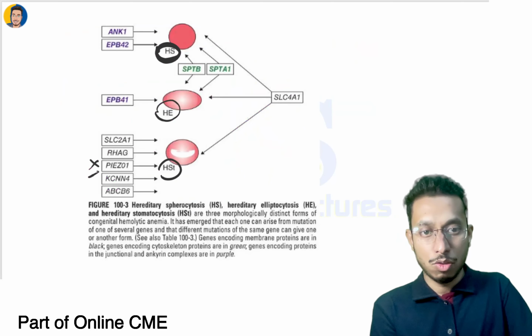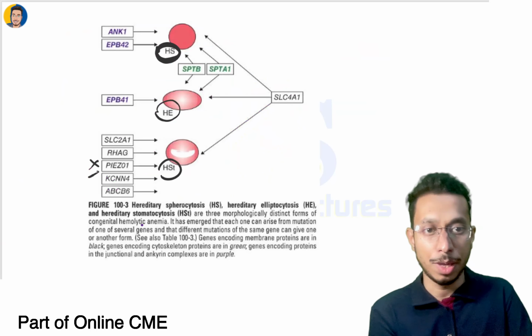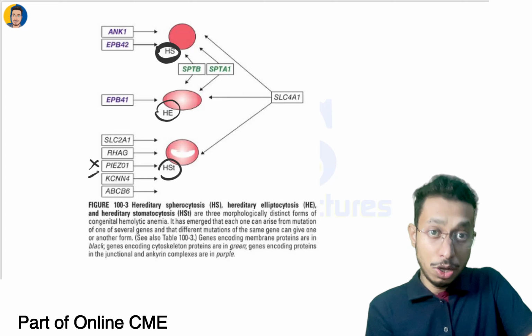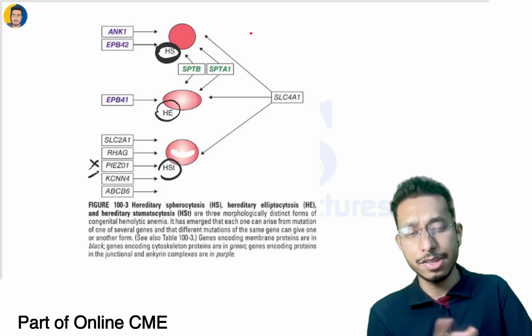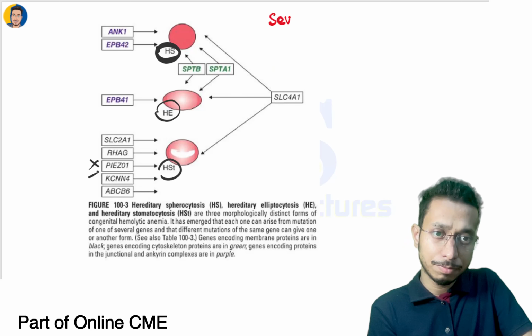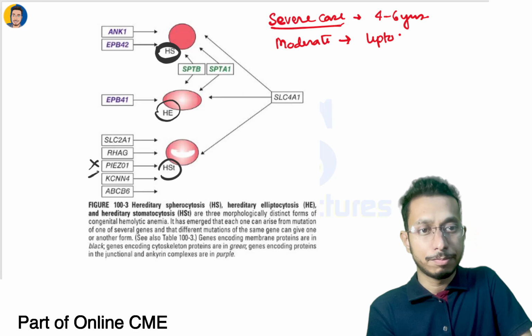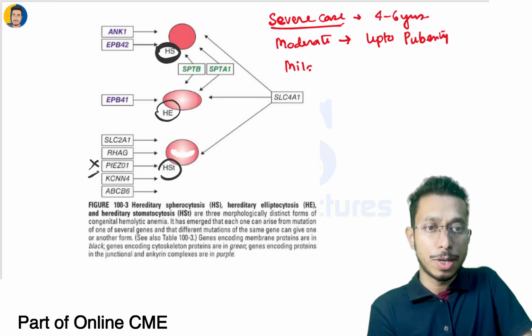Alright? Okay. So, what is the treatment? Treatment is mainly supportive, and in some cases we need to go for splenectomy. Now, once we are going for splenectomy, when do we need to go? So, the indication for splenectomy includes severe cases, and in severe cases splenectomy should be done within 4 to 6 years of age. In moderate cases, we can delay splenectomy up to puberty, and in mild cases there is no requirement of splenectomy at all.